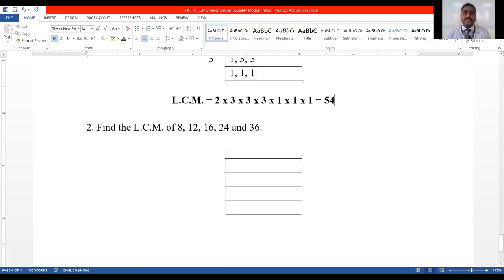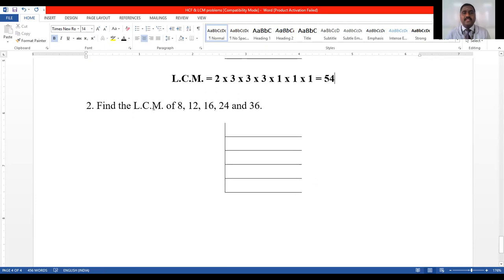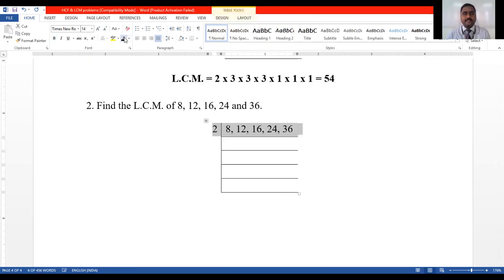Okay. Now the next problem I will solve. Find the LCM of 8, 12, 16, 24, 36. So put all the numbers together. If you divide by 2, you will get 4, 6, 8, 12, 18. Again, all these numbers can be divided by 2, right? So if you divide by 2, you will get 2, 3, 4, 6, 9. And again, if you want to divide by 2, you can divide. So you will get 1, 1, 2, 2.